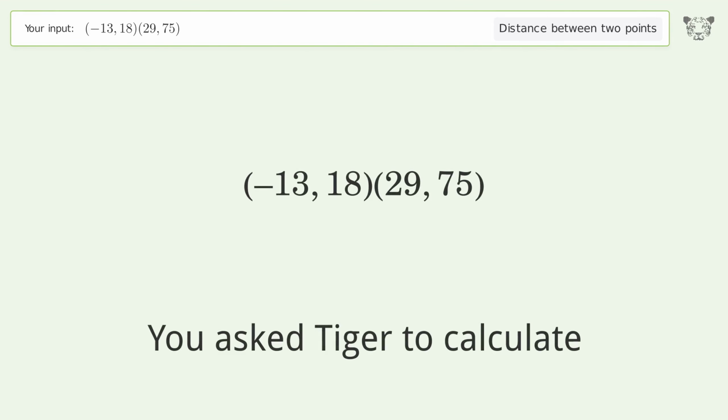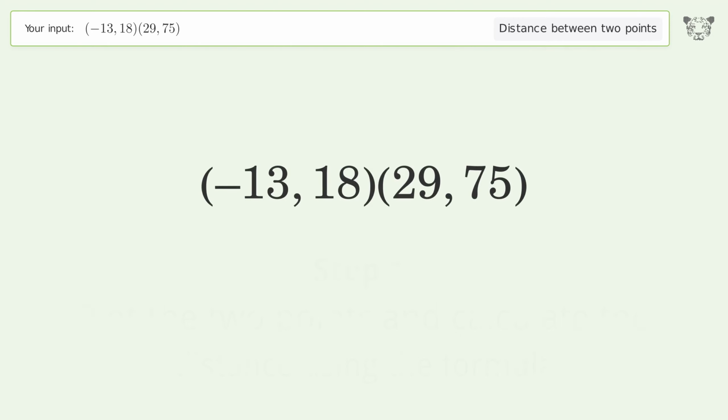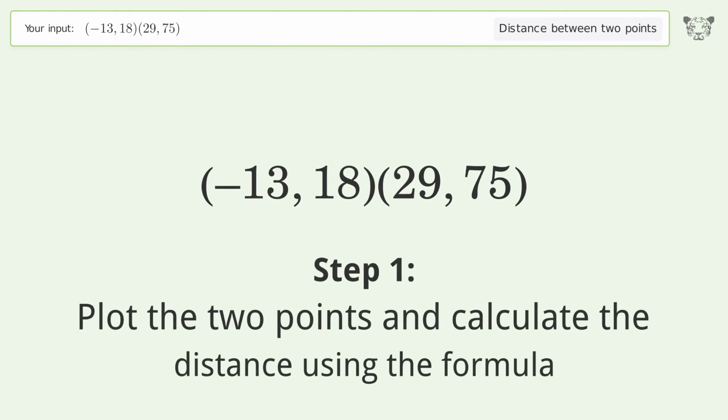You ask Tiger to calculate. This deals with the distance between 2 points. The distance between the 2 points is the square root of 5013, or 70.803. Let's solve it step by step. Plot the 2 points and calculate the distance using the formula.